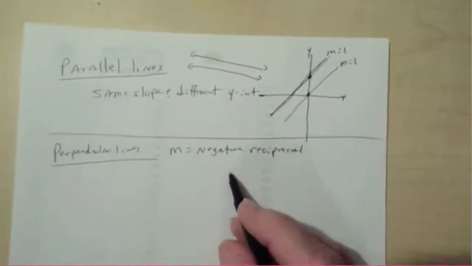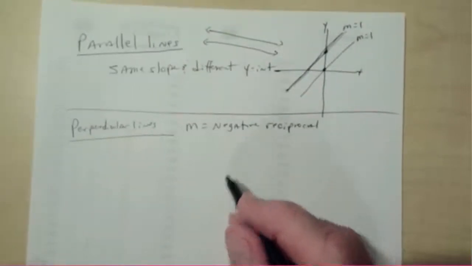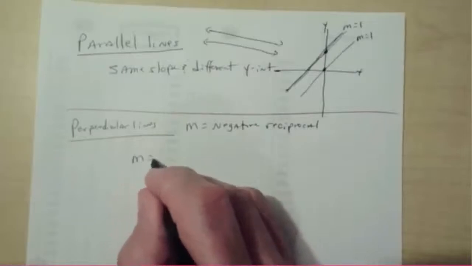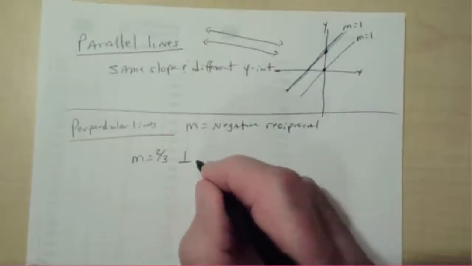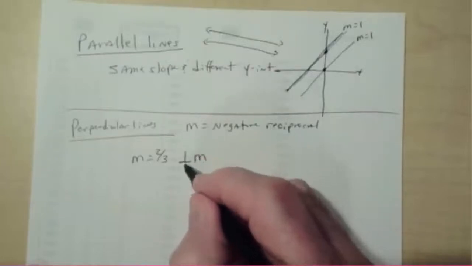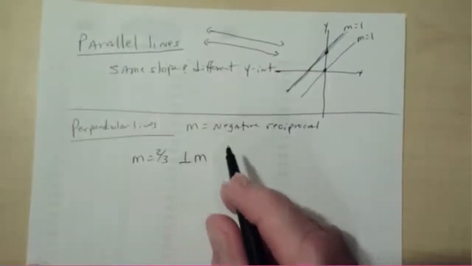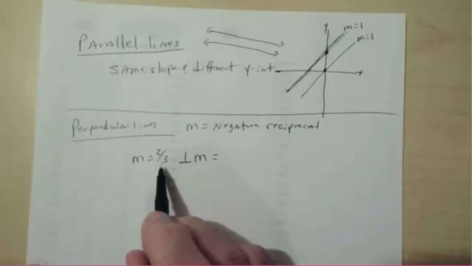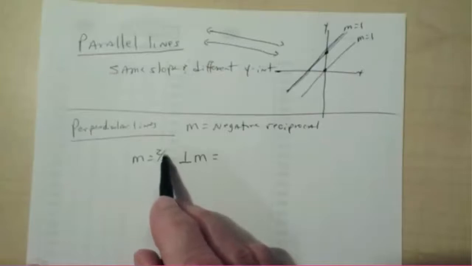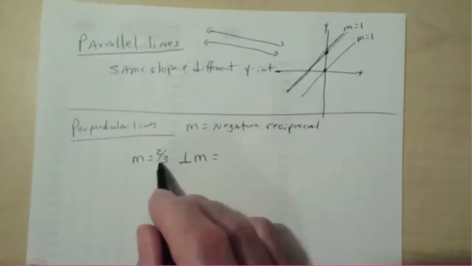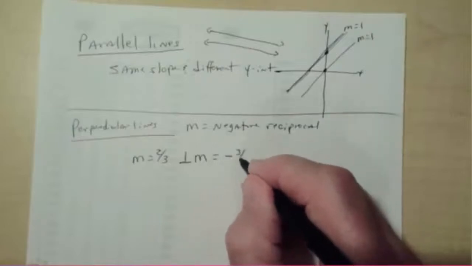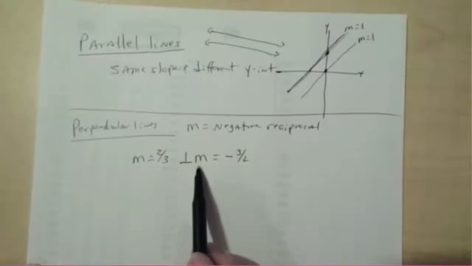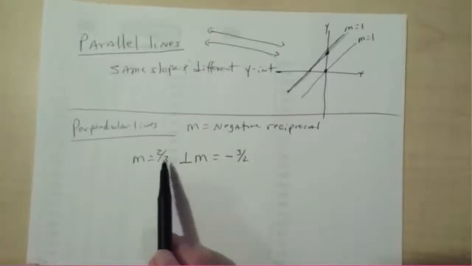If the slope is 2/3, and I'm going to use this symbol right here for perpendicular slope, because this is what perpendicular is. It's a 90-degree angle. The perpendicular slope is the negative reciprocal. What does reciprocal mean? Flip these numbers over. This one's positive, so the perpendicular slope will be negative 3/2. Okay, it's the negative reciprocal. Reciprocal means just to flip these two numbers over.